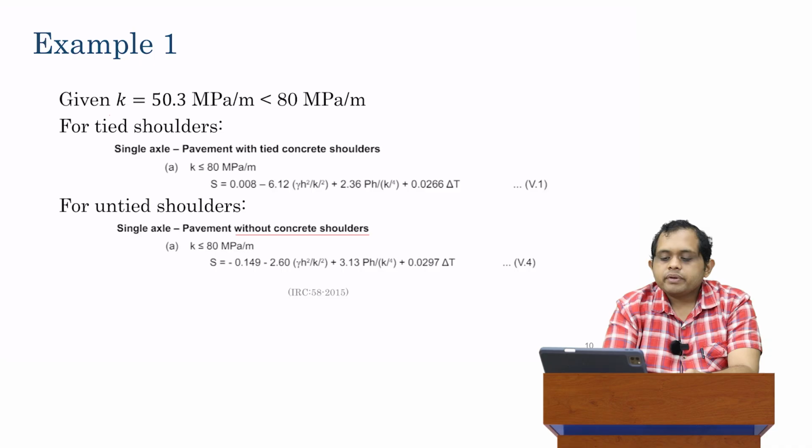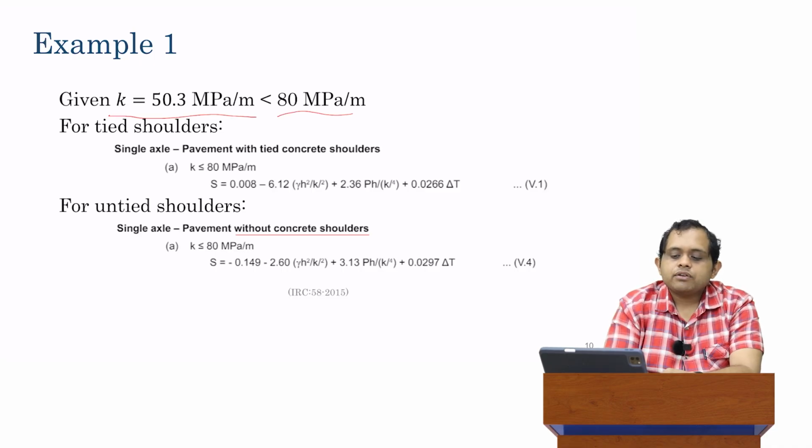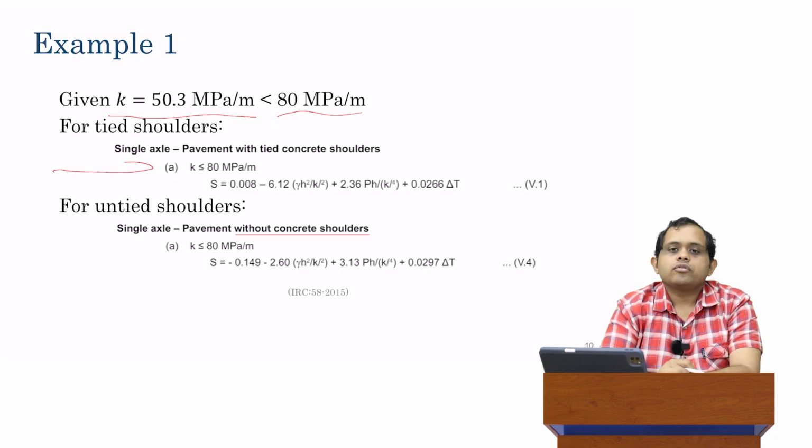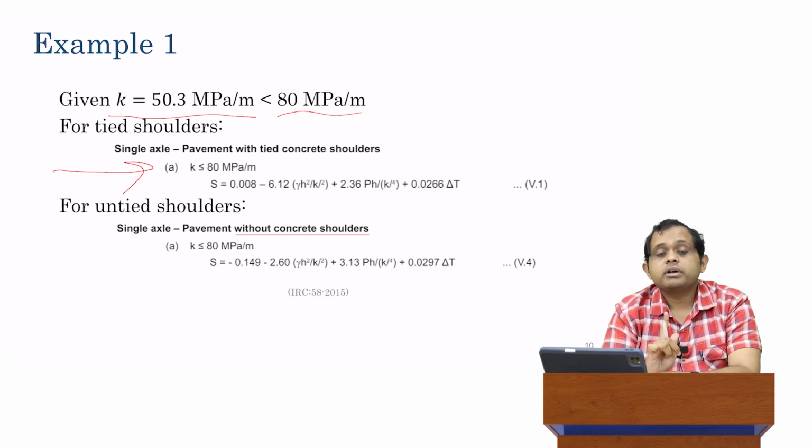And so in our case, what we had is K value is 50.3 megapascals per meter, which is less than 80. And therefore, we will pick the corresponding equation. Equations are also provided separately for single axle and tandem axle. Again, this is for bottom up, so we're talking only about rear axles. So we have separate equations for tandem, separate equations for single. Tridem equations are not provided because according to the code, the stress due to the tridem axle is very low. So there are no equations provided for tridem axle.